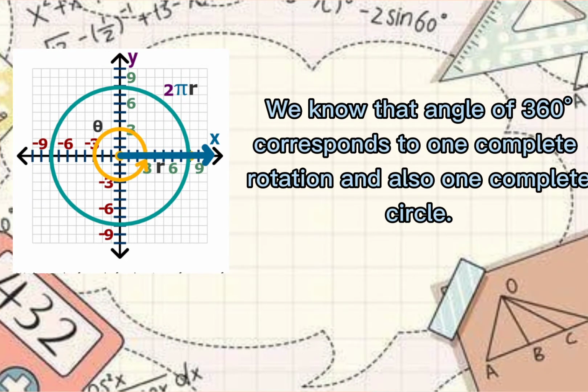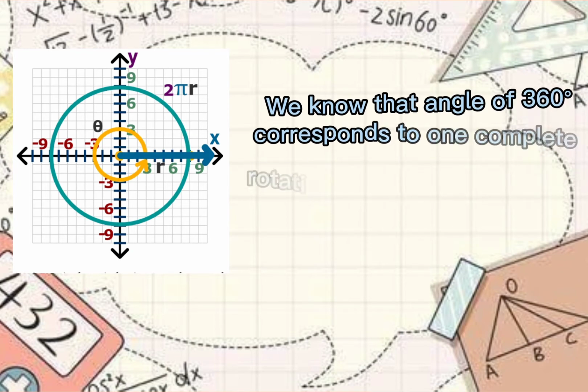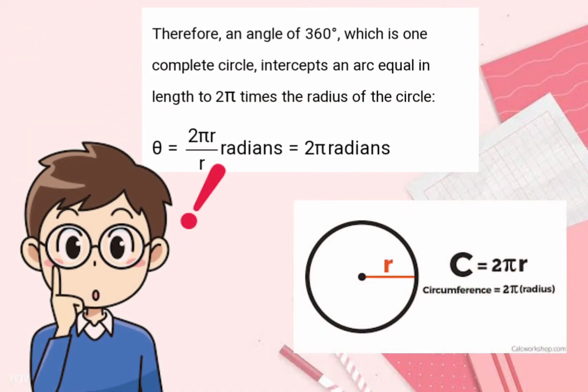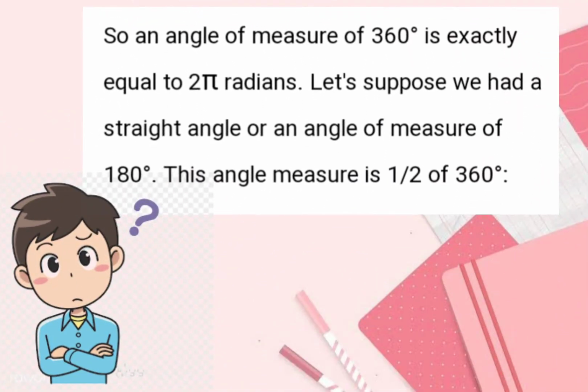We know that an angle of 360 degrees corresponds to one complete rotation and one complete circle. We know the formula of the circumference of a circle, or the distance around a circle, is given by C is equal to 2 pi r. Therefore, an angle of 360 degrees, which is one complete circle, intercepts an arc equal in length to 2 pi times the radius of the circle. So an angle of measure 360 degrees is exactly equal to 2 pi radians.